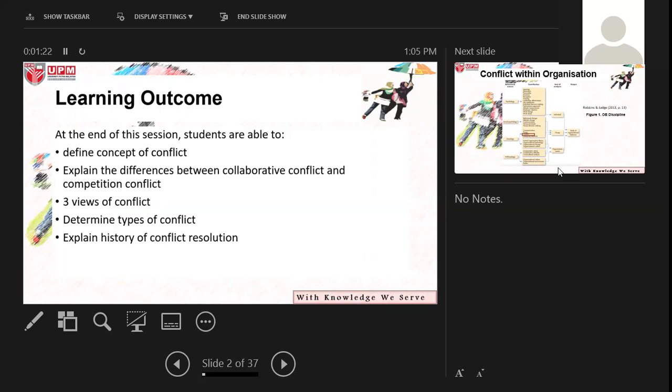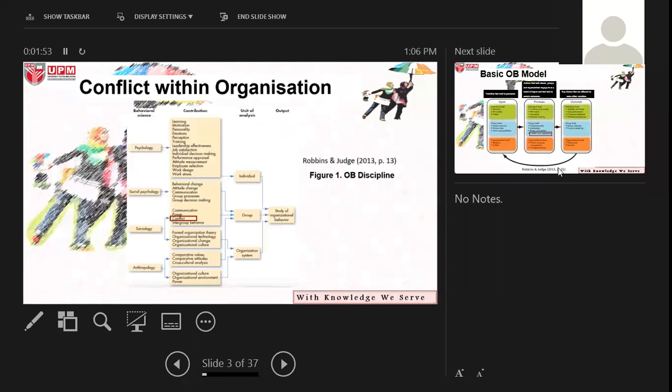Both can be conflict, whether we collaborate or we compete. Competing is another representation of conflict. It is a common representation of conflict, but collaborative conflict is rarely found. Then there are 3 views of conflict. Later on we will know what those 3 views are. Then you are able to explain the types of conflict and a little bit regarding the history of conflict resolution.